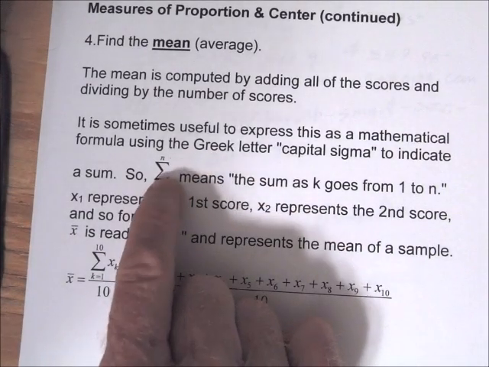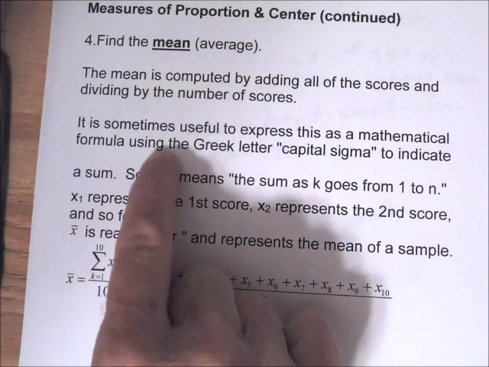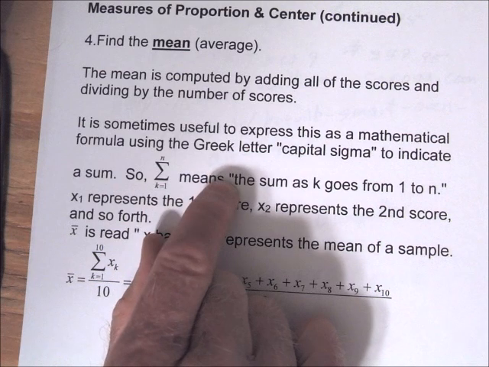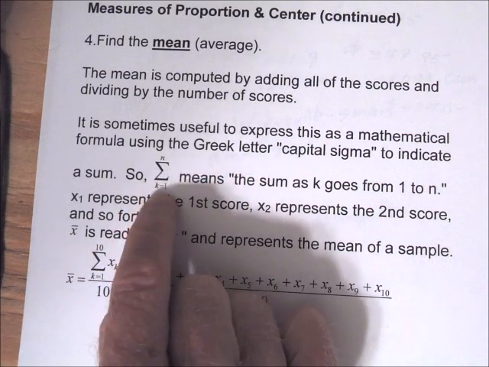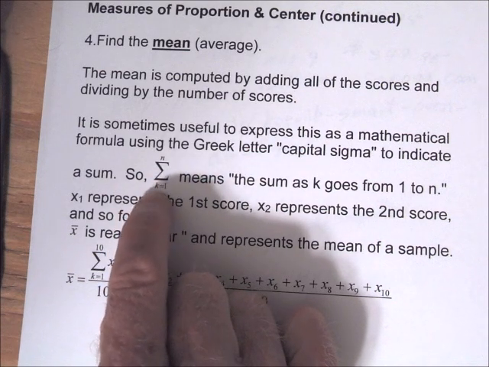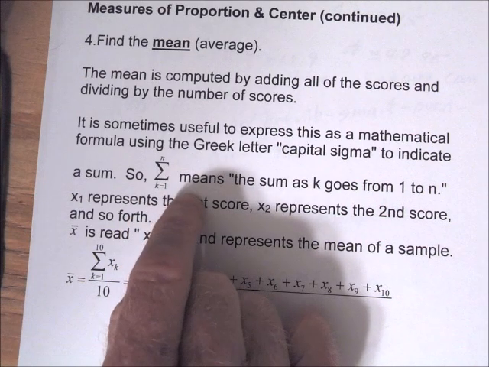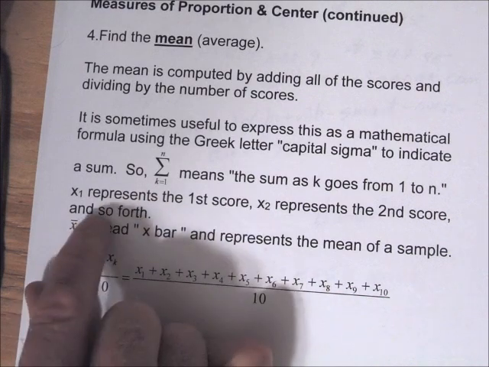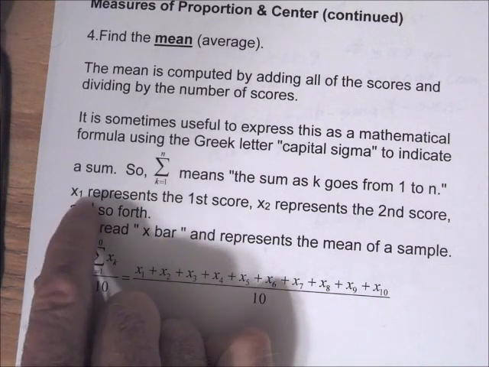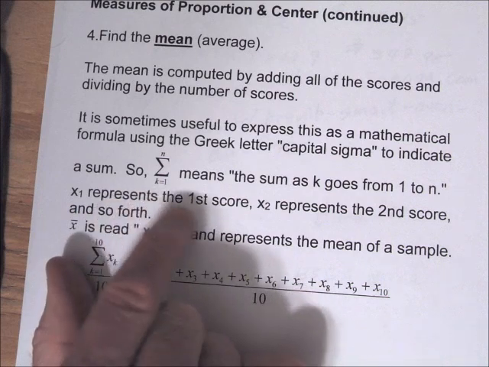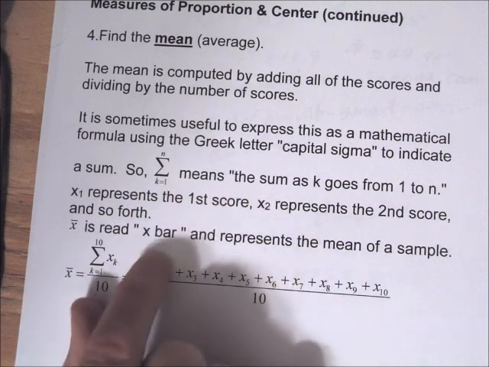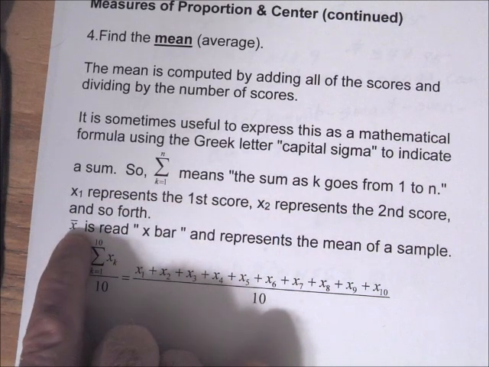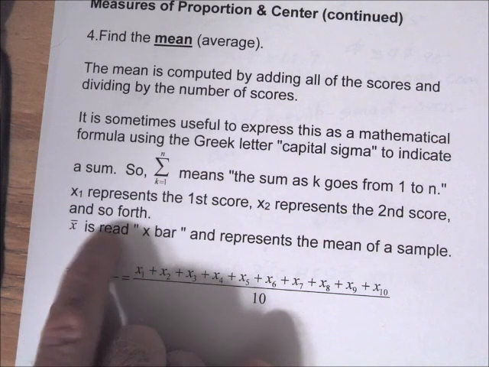And the formula uses this Greek letter sigma, capital sigma, to mean sum. So this notation here means the sum as k goes from 1 to n. So we're going to use x1 to represent the first score, the first birth weight, x2 the second score, and so forth. The sample mean is represented by x with a bar on top. We read it x bar.